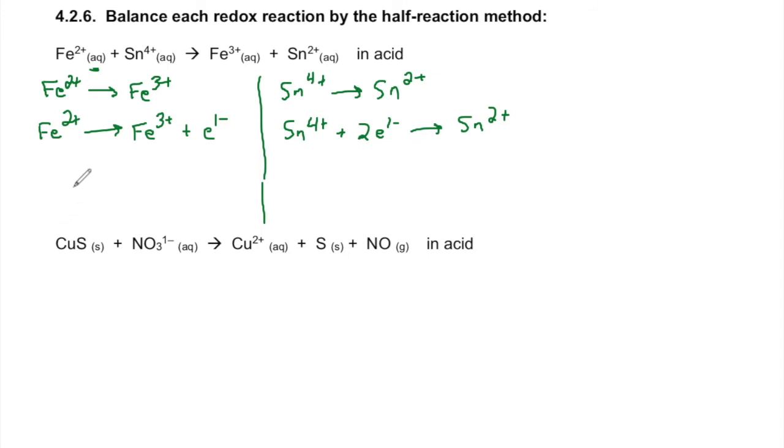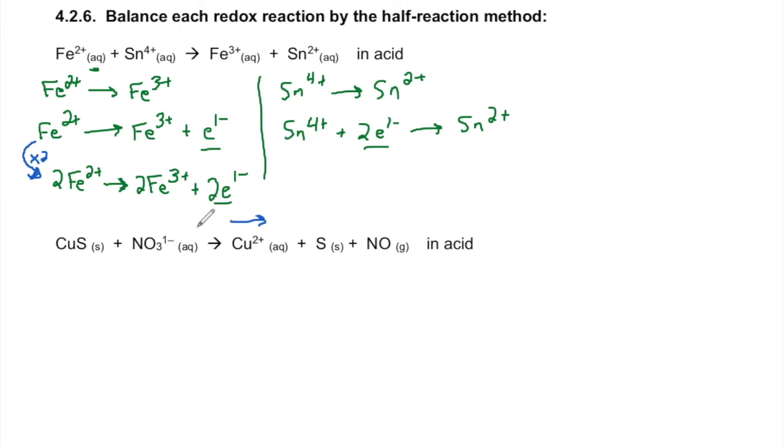Okay, so the next step, step 6, is to multiply the half reactions if necessary to get the same number of electrons. And it is necessary because we have 2 electrons in this half reaction and only 1 electron in this half reaction. So we are going to multiply this reaction times 2, and that will give us 2 iron 2+ ions going to 2 iron 3+ ions plus 2 electrons. Okay, so now we have 2 electrons and 2 electrons. We can add these back together.